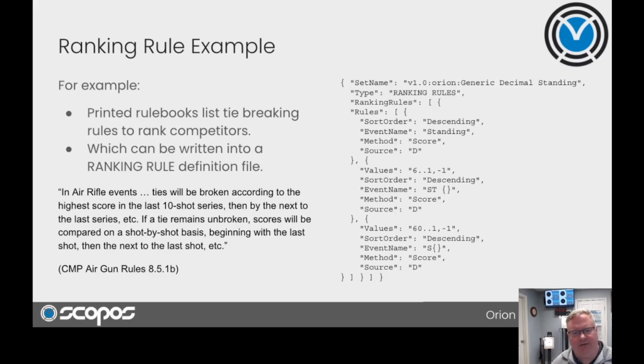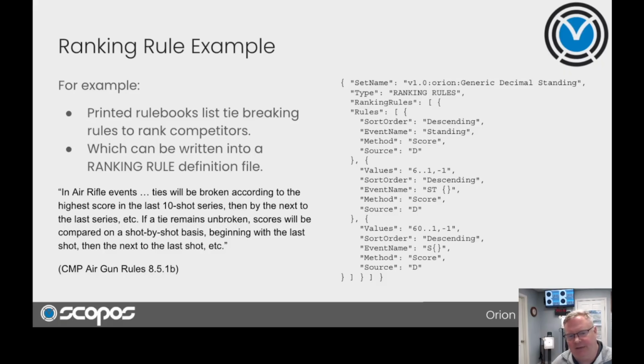And then if the tie remains, we go on a 10-shot series count back. This second set of rules is actually 6 rules in one. You'll notice that the values say 6.1. So 6, then 5, then 4. And it's very similar. We're going to sort them in descending order.